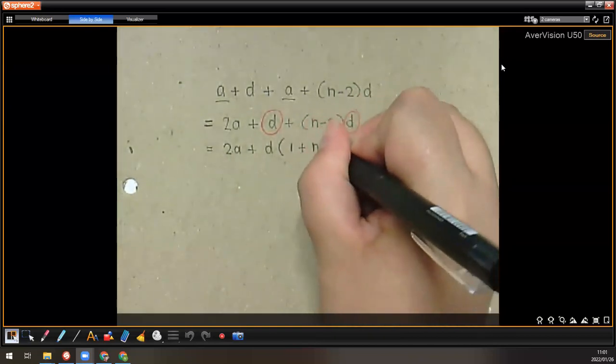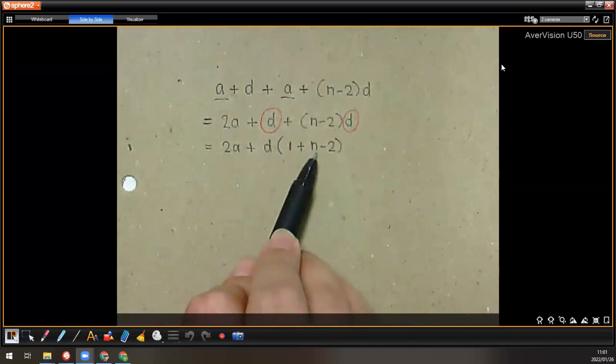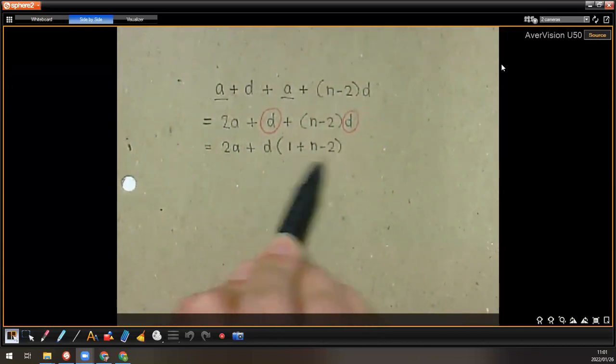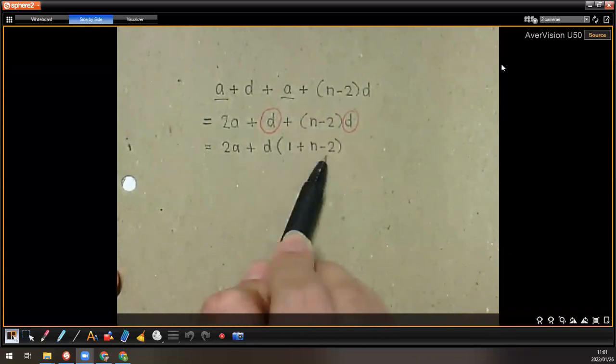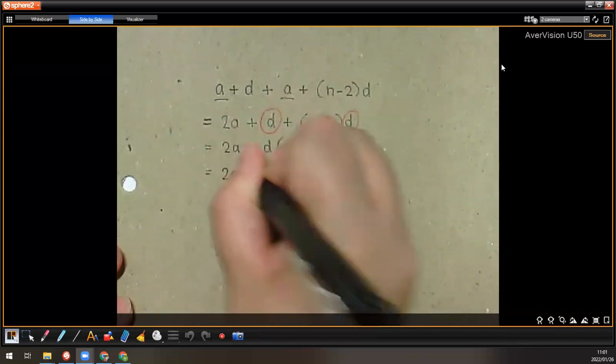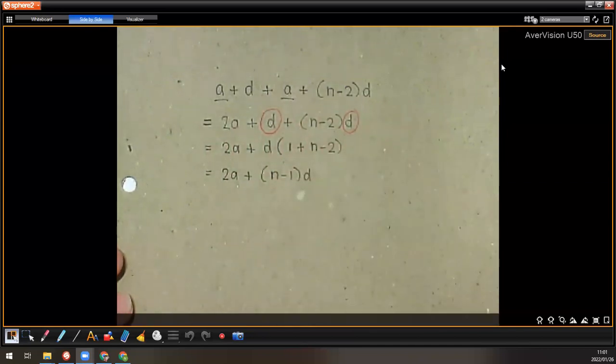So that is actually what I'm going to have. Now, if we simplify this, we have an n, and then we have 1 minus 2. 1 minus 2 is actually negative 1. So I'm going to have n minus 1 in this bracket. So I'm going to have 2a plus n minus 1 times d.